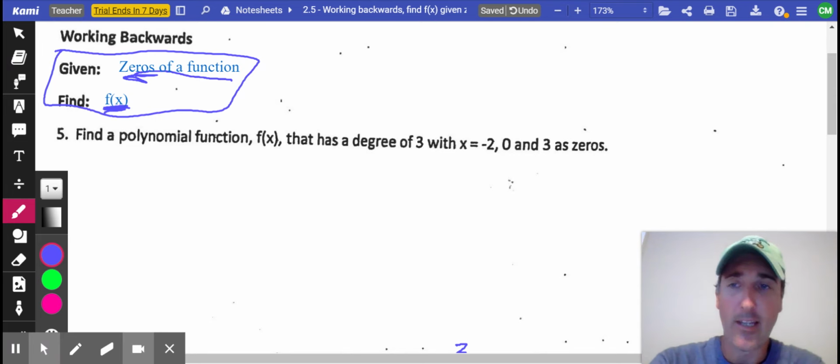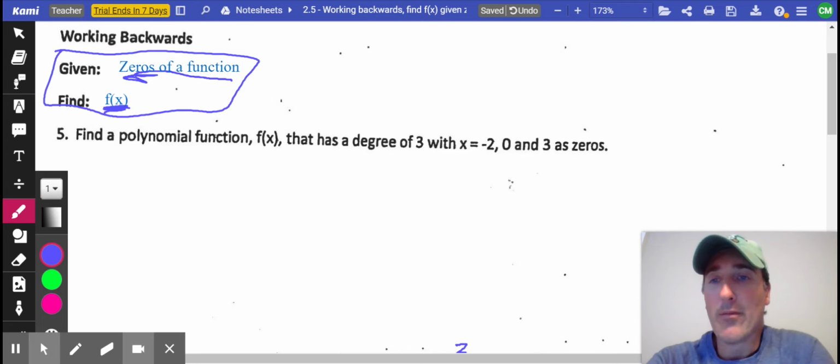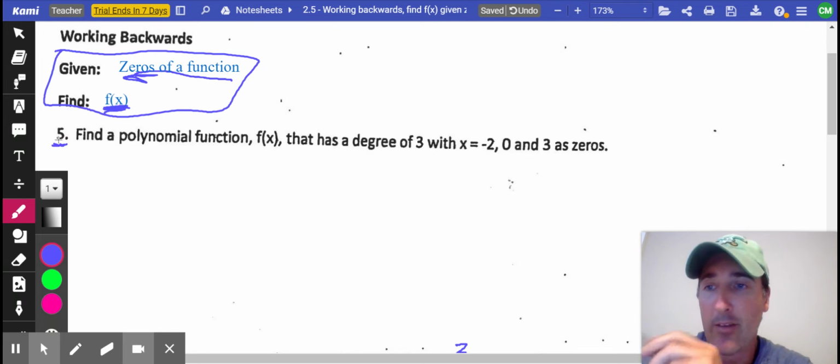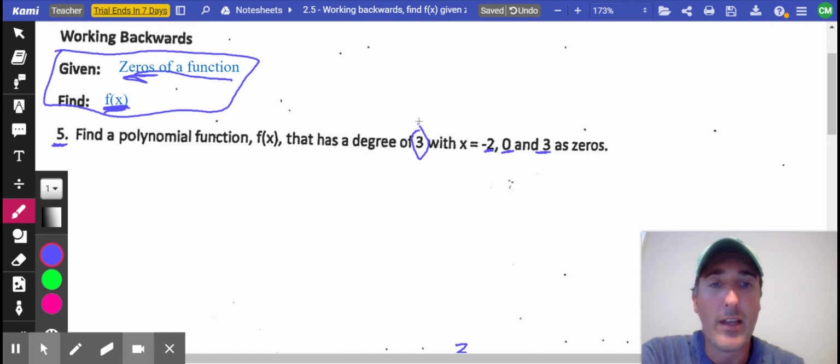I guess this continued with the notes from the problems with finding zeros using the TI-Nspire. I think there were 4 problems on this. That's why this starts with 5. This one says find a polynomial function f of x that has a degree of 3 with -2, 0, and 3 as the zeros. So that kind of makes sense. Our degree is going to be 3, and we have these 3 zeros.